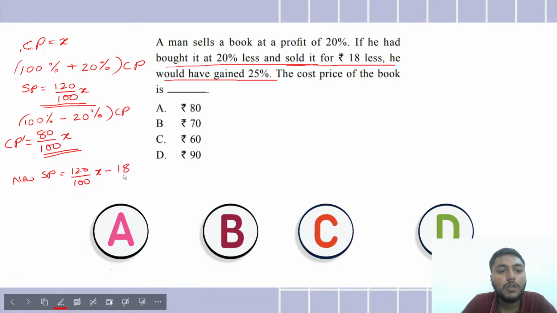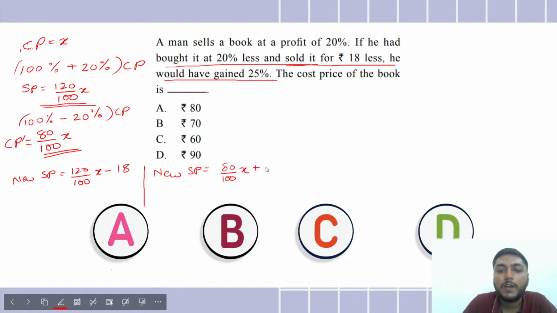So now what? This new SP is 120 by 100x minus 18, right? And the cost price initially was x. Am I right, students? The cost price was x. So ultimately, our new selling price would also be equal to this cost price, 80 by 100x.